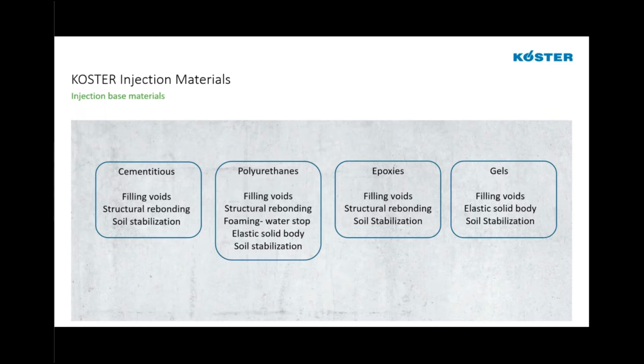Polyurethanes can be used in many more applications. They're probably the most versatile. They can be used for filling voids, for structural rebonding, for foaming water stop resin products, solid body elastic resins, and also for soil stabilization. When we use these, we think of these polyurethane injection products, specifically the foaming injection products.